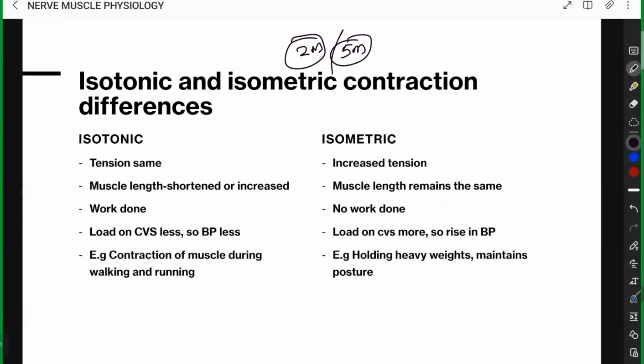Work is done. The load on the CVS is going to be less, so BP will be reduced. Whereas in isometric, tension is increased, muscle length remains the same. No work is done. The load on the CVS will be more. Therefore, there is going to be a rise in the BP.